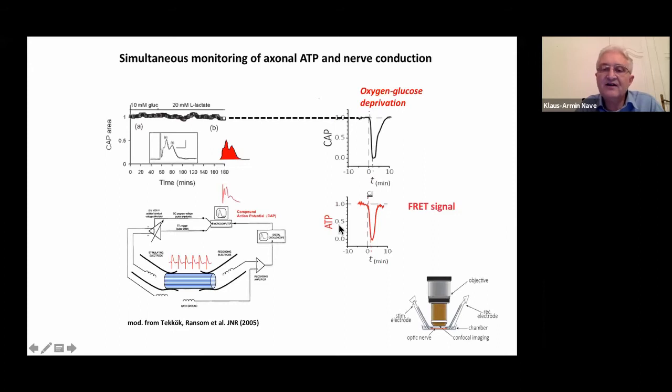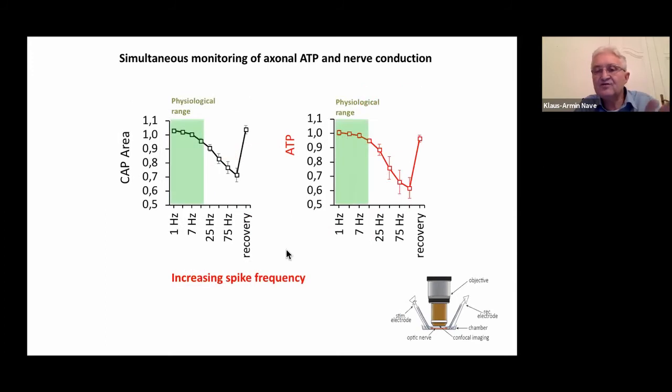And this is very nicely matched with the measurable ATP concentrations in those myelinated optic nerve axons. Now, this is a rather unphysiological experiment. Let's look into a more physiological experiment, which is increasing the conduction frequency or the spiking frequency. And this is, let's say, a physiological range. And when we ramp the stimulation of the optic nerve through this physiological into an unphysiological range, you can see how the CAP area drops down, and at the same time also the ATP drops down.